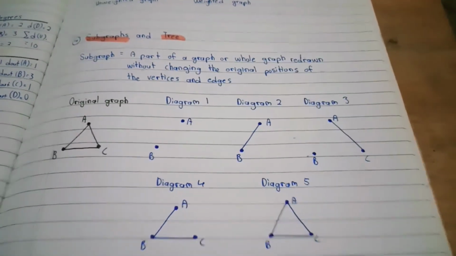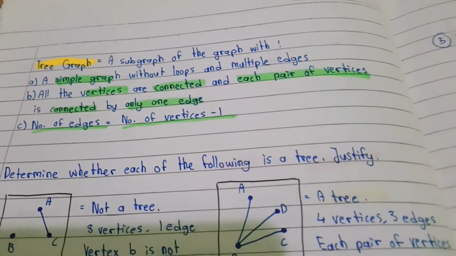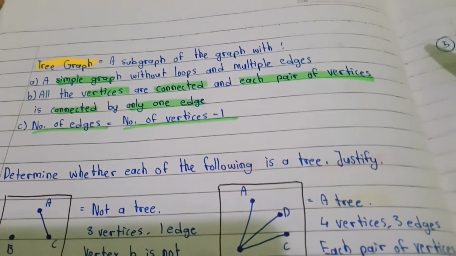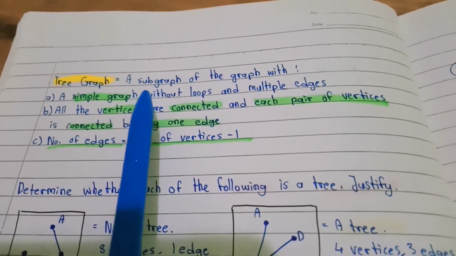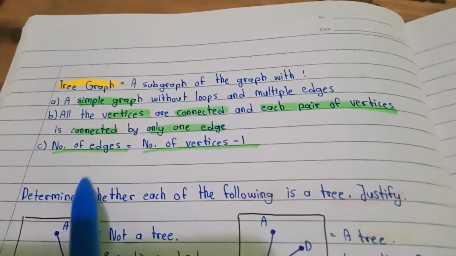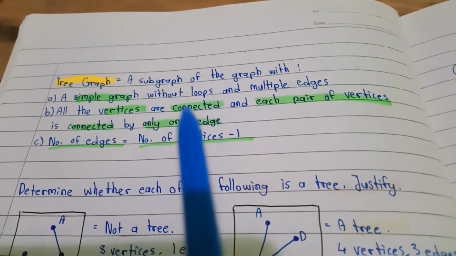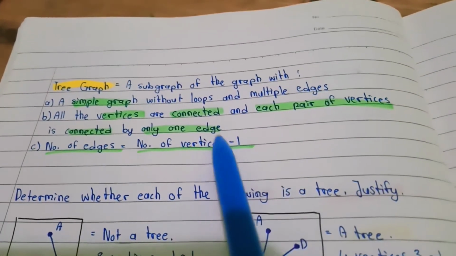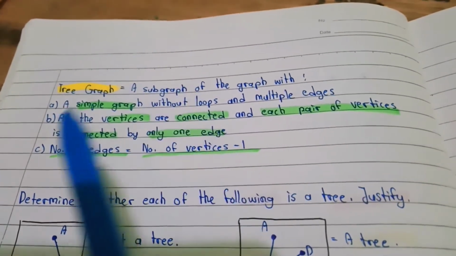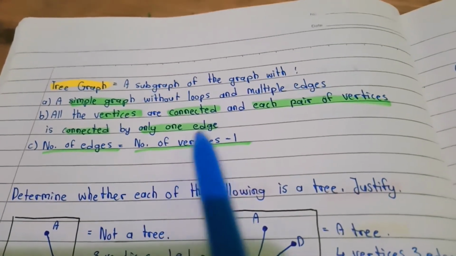Tree graph. A tree graph is a subgraph of the graph with the following properties: it is a simple graph. It also has vertices that are all connected, and each pair of vertices is connected by only one edge. The number of edges must be equal to the number of vertices minus 1.